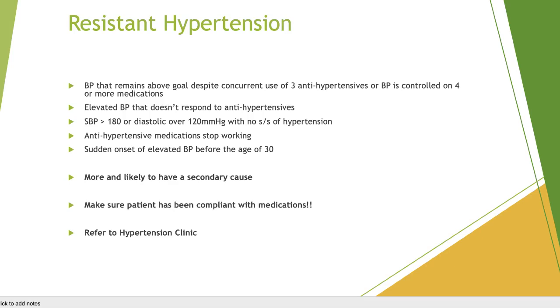Another key point is to make sure that the patient has been compliant with their medications and taking their medications as prescribed. I've had a couple cases where the patients have been referred for resistant hypertension, and when I talk to the patients and go over their medications, they actually have not been taking their medication correctly. Again, if you have someone with resistant hypertension, you need to refer to a hypertension clinic.